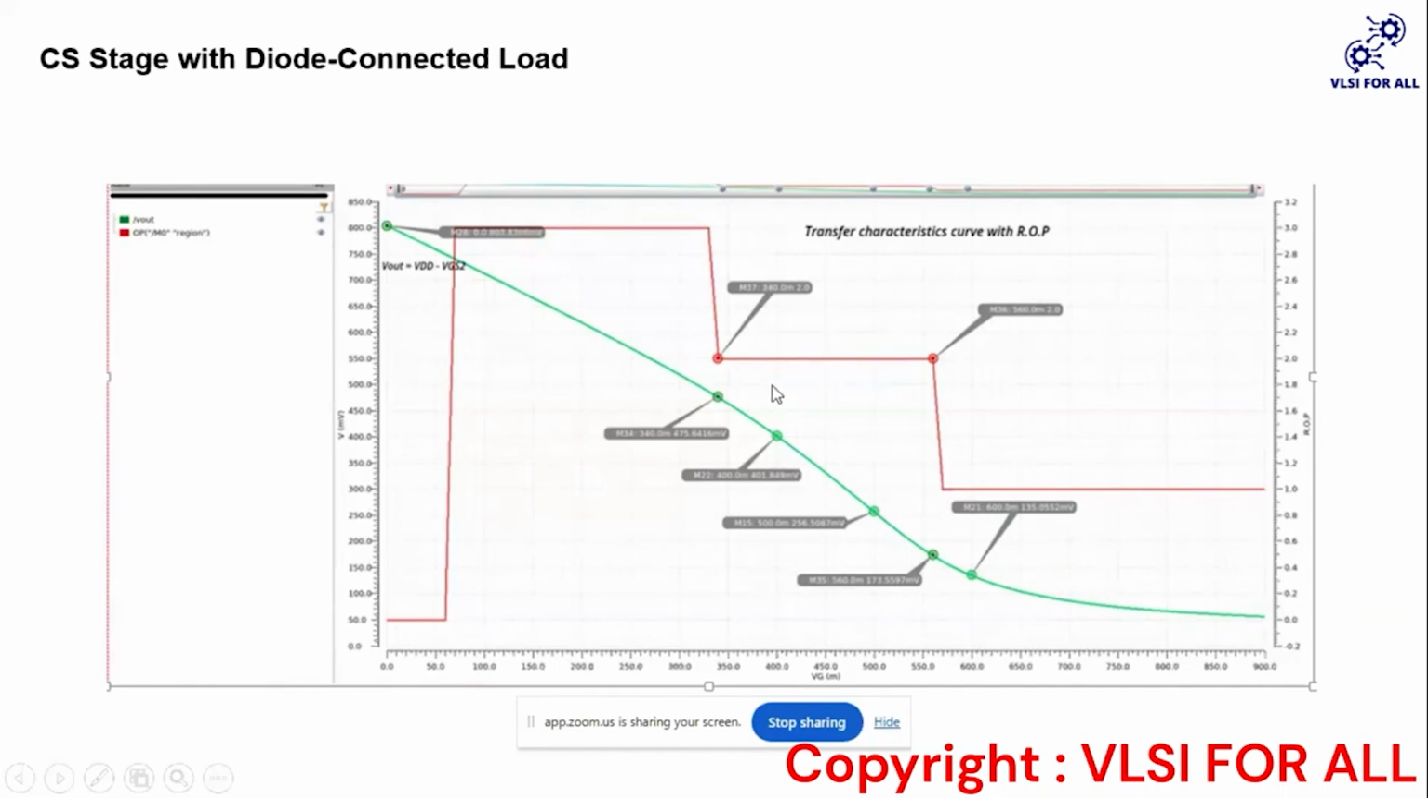So for any MOSFET, for any structure to work as an amplifier, the transistor or device inside it should be in the saturation region. So as we can see, this is the region of operation for us, like 340 to 560, right? So this will be the region of operation. In this region only we are going to use this device as an amplifier, right?